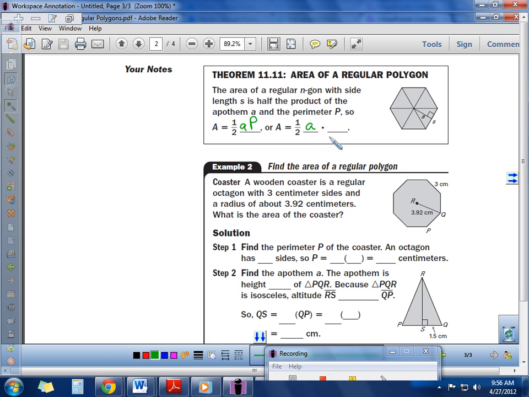Apothem times, how do you find the perimeter on regular shapes? Add up all the sides there. I like the multiplication way better. Number of sides times side length is the other way to do it. So N, once again, is number of sides. And the S would be side length. What was that A once again? Apothem. I think you're getting that.